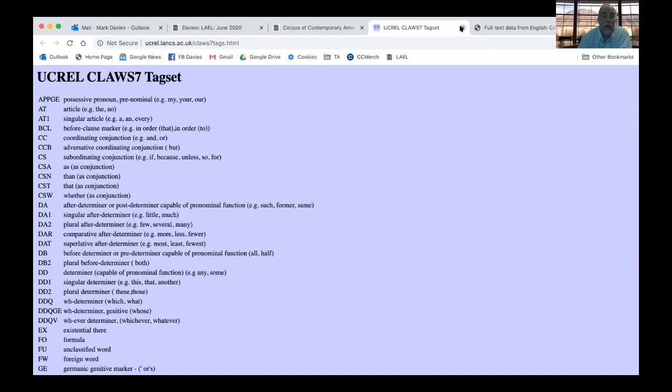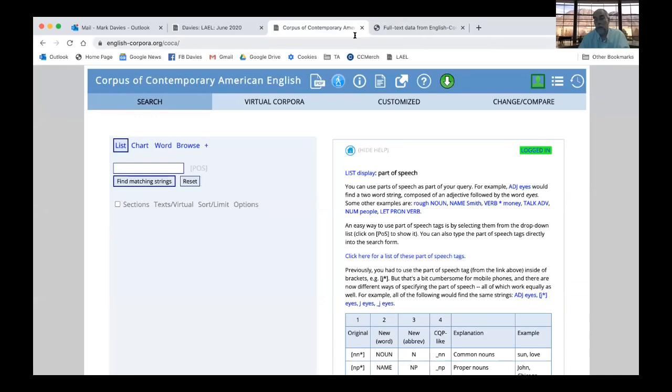But I use the CLAWS tagger, and it's not proprietary. This is the same tagger that was used to tag the original British National Corpus.